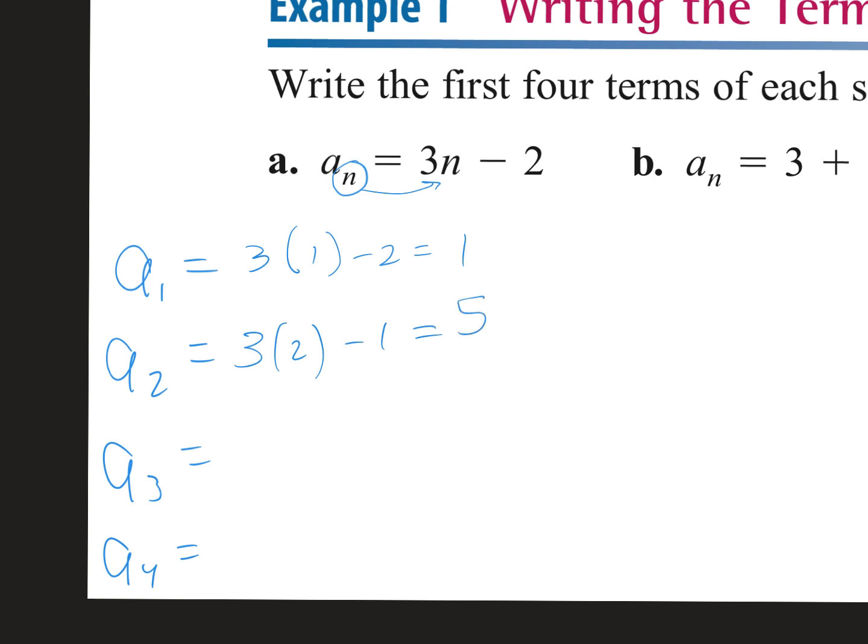Okay. Now I'm going to plug in 3. I'm sorry, I was looking at the one above it. So 3 times 2 is 6. Minus 2 is 4, right? 3 times 3 minus 2. What's 3 times 3? 9. And 9 minus 2 is 7.